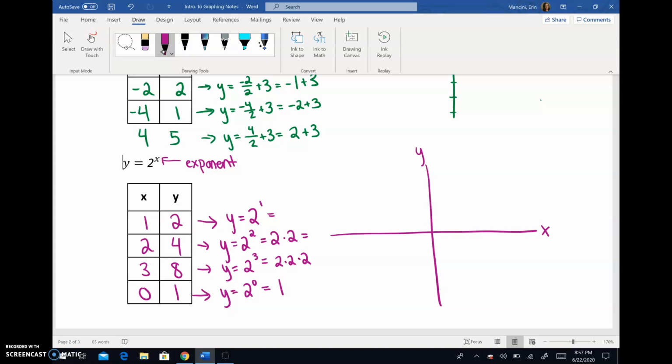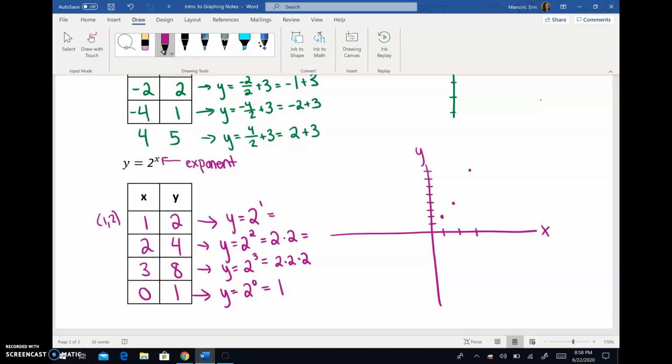I just made a table, and now I'm going to go ahead and plot them. So you need x's going from 1 to 3, so we have 1, 2, 3. And then our y's need to go from 0 to +8, so we're going to go 1, 2, 3, 4, 5, 6, 7, 8. Cool. So we're going to plot (1, 2). So we're going 1 on the x, 2 on the y. Then we have 2 on the x, 4 on the y, 3 on the x. We go all the way up to 8 on the y.